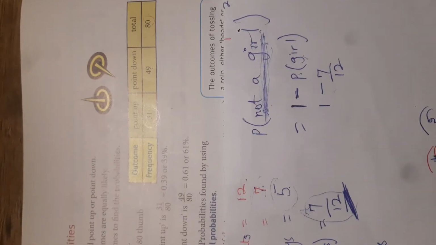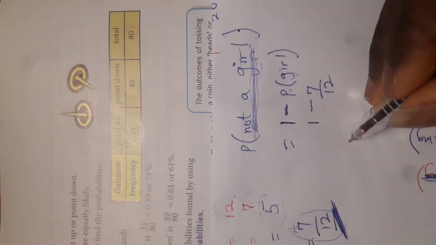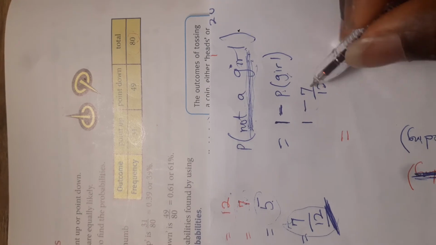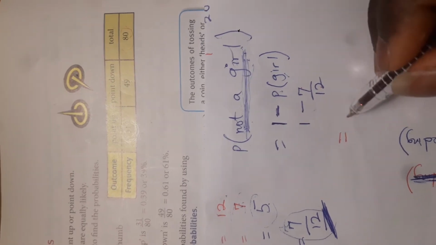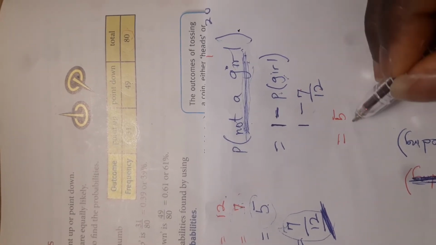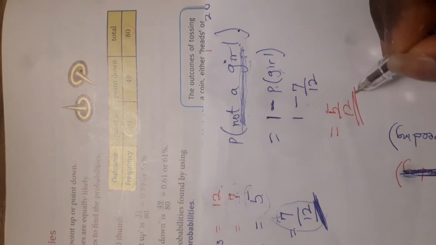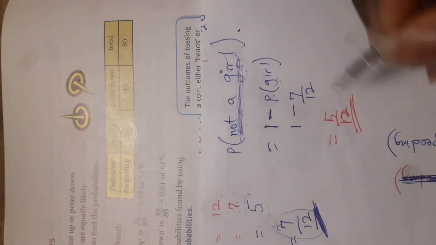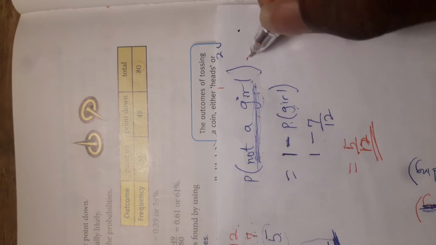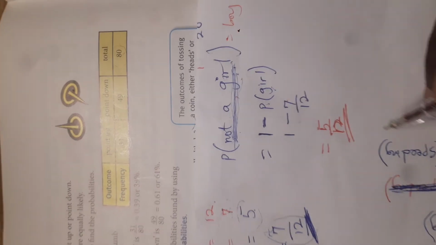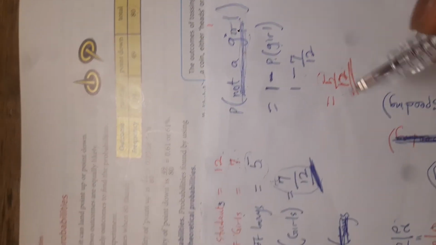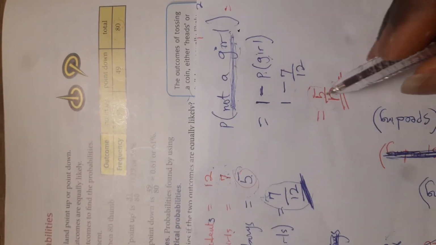Now, let me just teach you the simplest method to answer this. Just say 12 minus 7 is what? Is 5. So you have 5, and your denominator is 12. So this is your answer. Now the probability that it's not a girl means that it's a boy. So the probability of boy now will be 5 over 12.